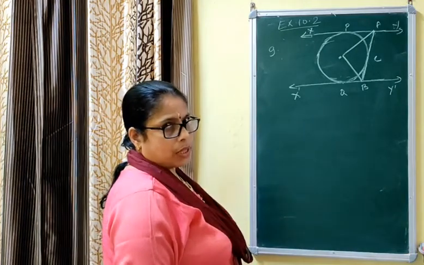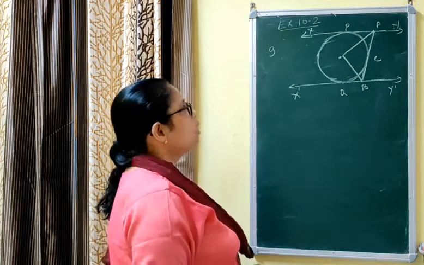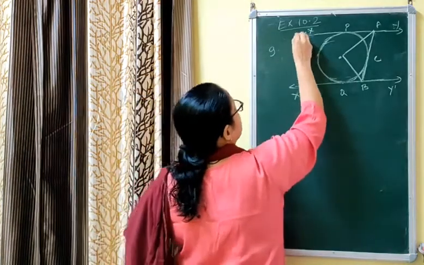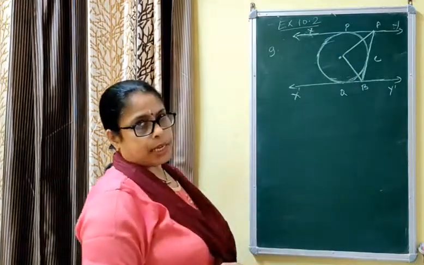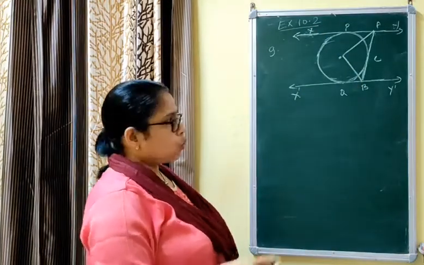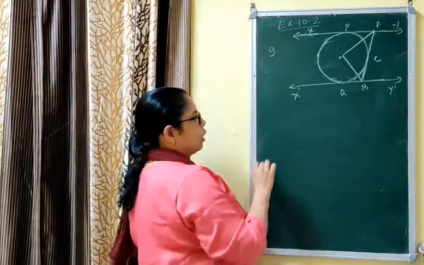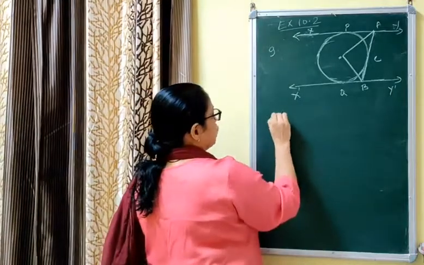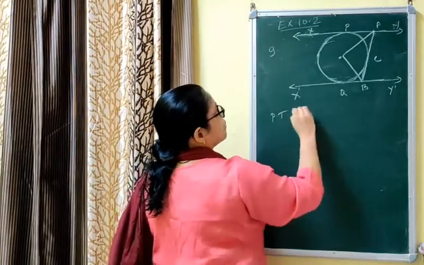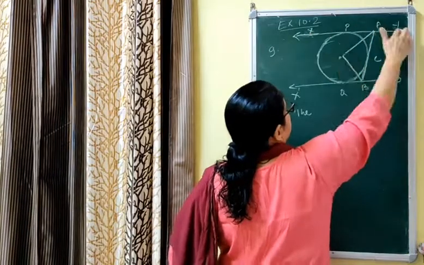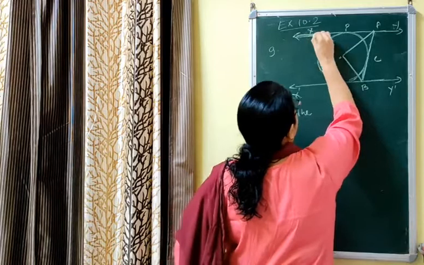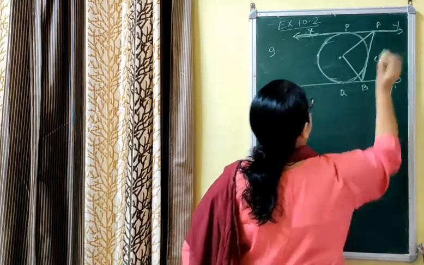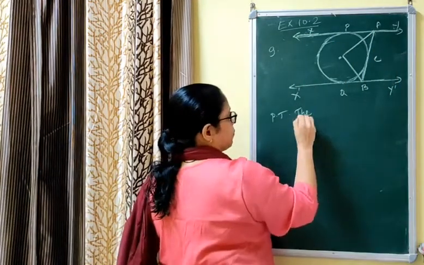The language of that question will be like this: Prove that the intercept of a tangent between two parallel tangents to a circle subtends a right angle at the center. So this question can come without a figure. I am saying the statement: prove that the intercept, meaning these two, between two parallel tangents to a circle subtends a right angle at the center. You have to show the tangents as parallel, so you have to write it like this.